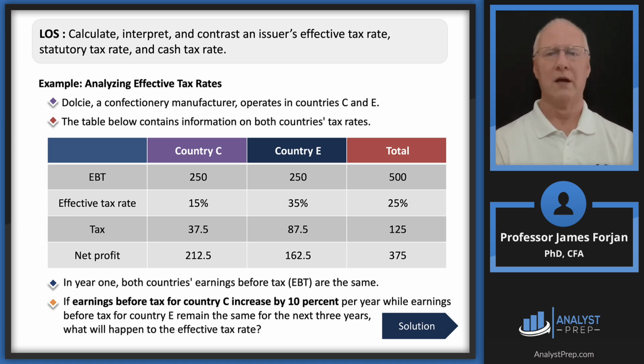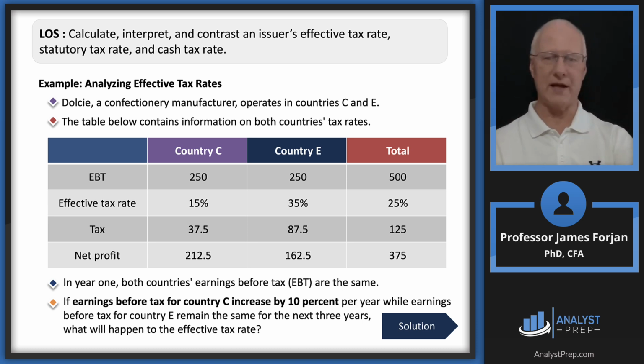So here's a company that operates in country C and E, and here are some tax rates. They make 250 in each country. You see that purple and blue. Total is 500. Tax rate in one country 15%. Tax rate in another country 35%. So go ahead and multiply that out. You get whatever those numbers are, and then you get 212 and 162.